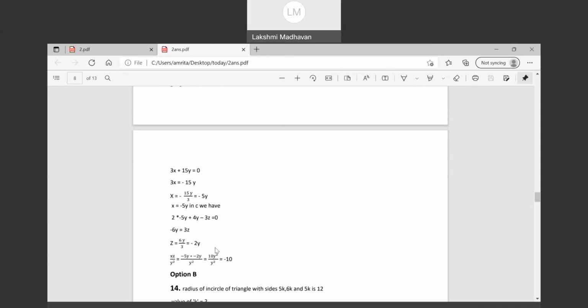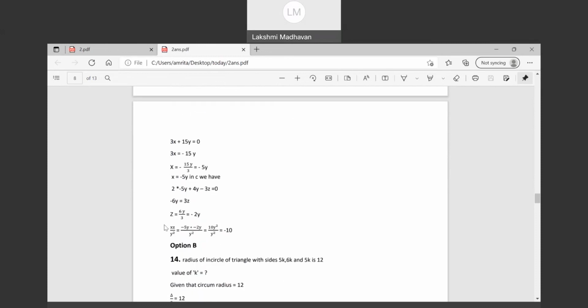Now I'll be able to substitute for xz by y square, right? So what will this be? xz by y square is equal to x, we have the value as minus 5y, and z, we have the value as minus 2y. The denominator is already y square. So we have this as 10y square by y square. So this value is 10.